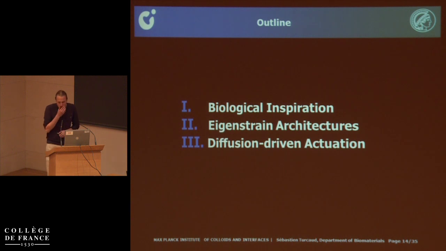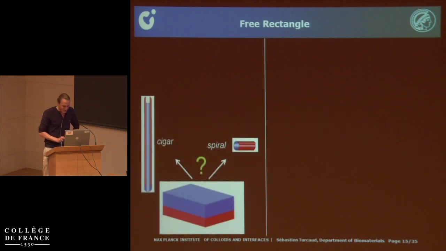So I gave you some examples, I mean, showed you the biological inspiration, gave you some examples of eigenstrain architectures. And now I come to the main part of my talk, namely those diffusion-driven systems. So first, before actually going into that, I just want to show you this example.